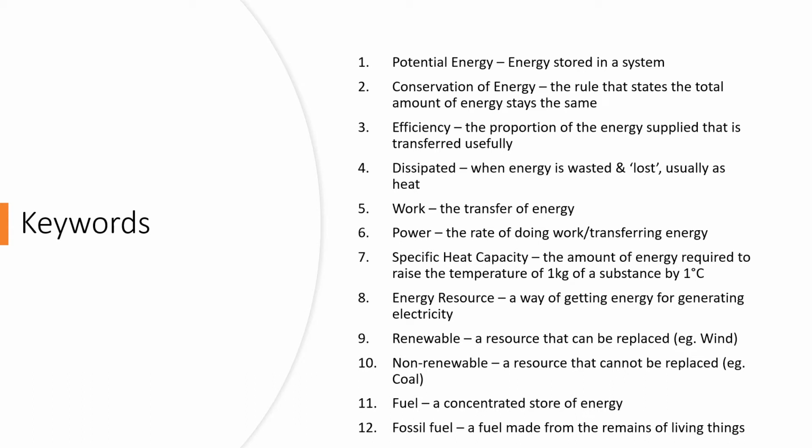Potential energy is just energy stored in the system. The conservation of energy is a rule that states the total amount of energy stays the same. Efficiency is a proportion of energy supplied that is transferred usefully. A Sankey diagram can show the amount of useful energy and wasted energy. Dissipated is when energy is lost, usually as heat. Work is a transfer of energy. Power is a rate of doing work.